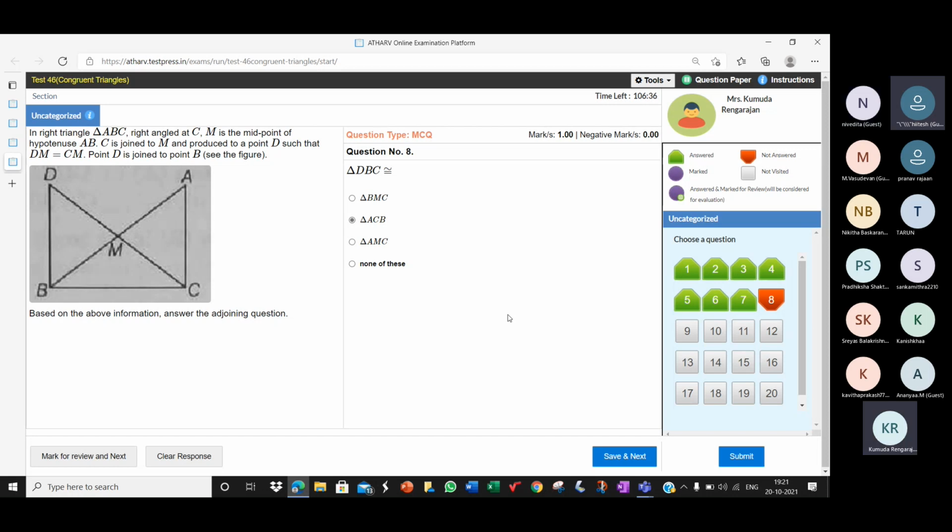Very good. So what's the congruence rule? SAS. So DBC is congruent to ACB. Correct.